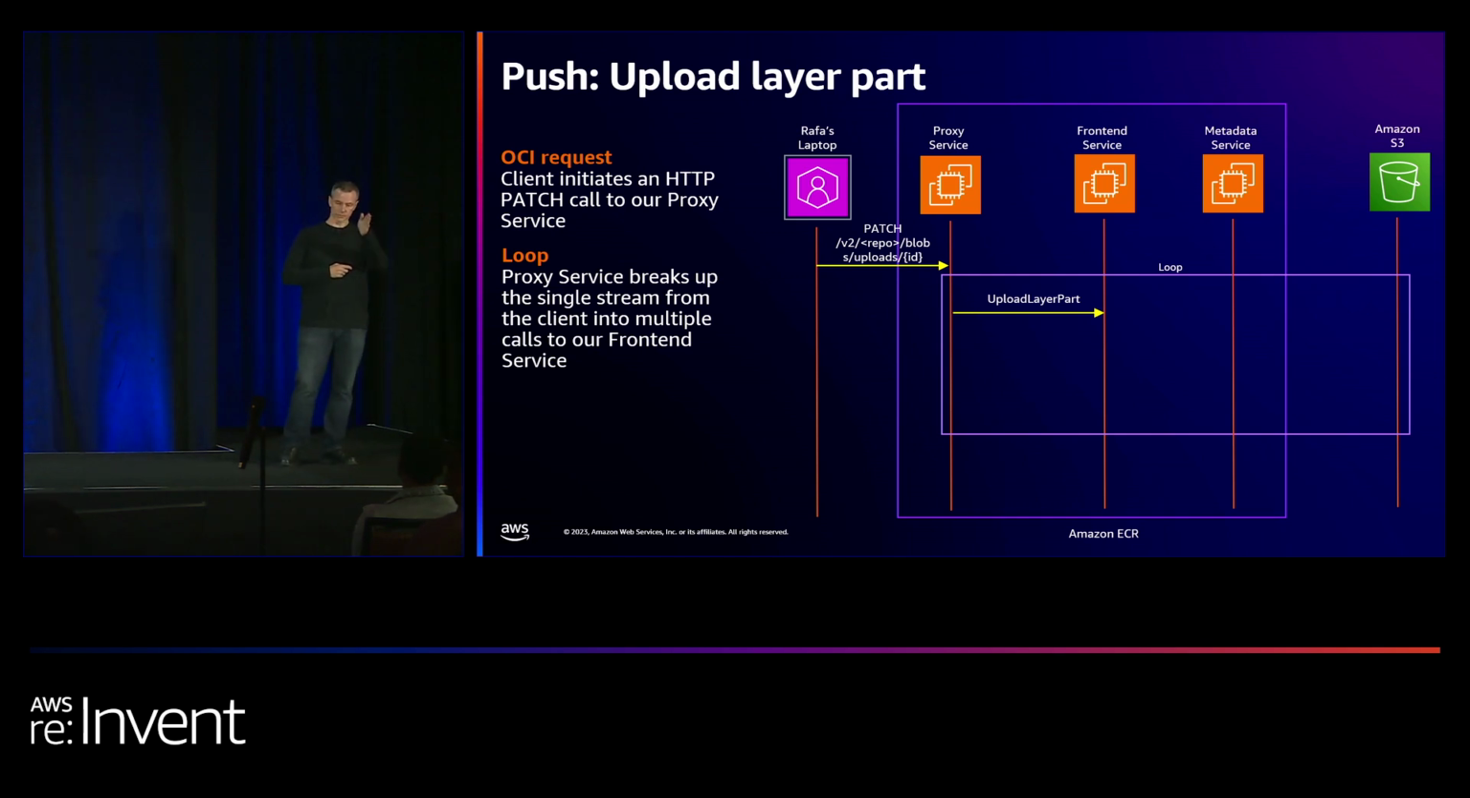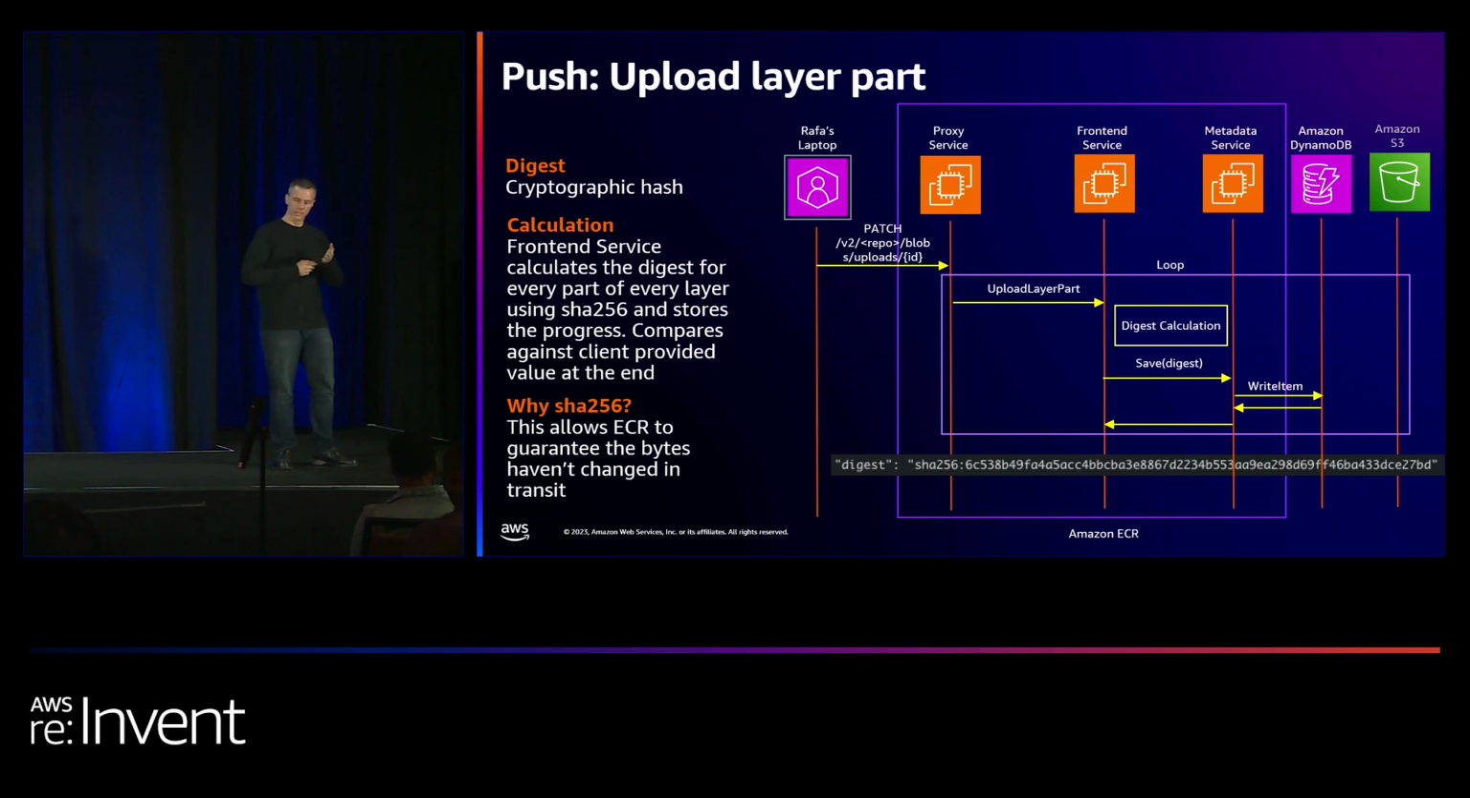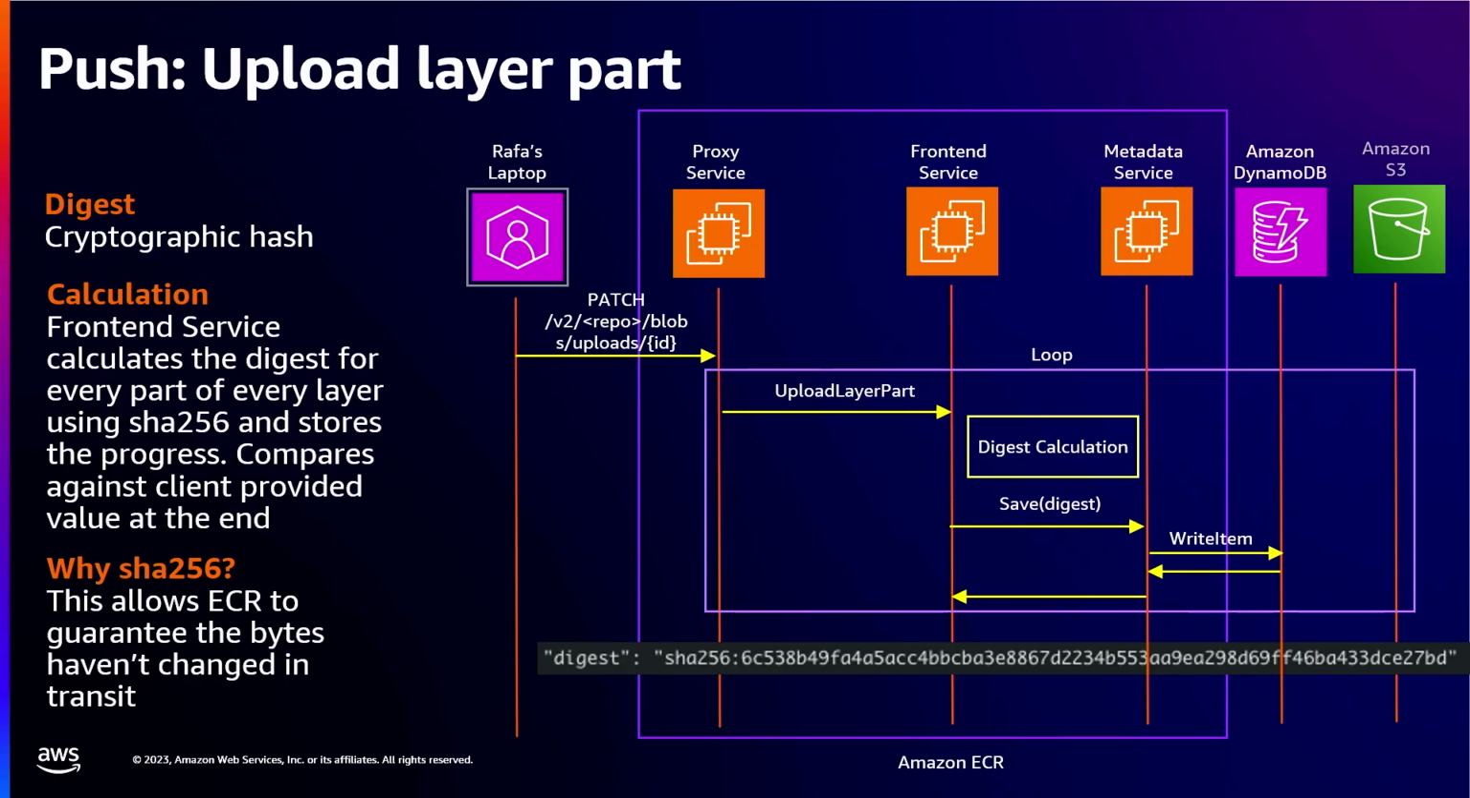So the proxy service will hold that connection open to Docker and send the bytes up in 20 megabyte chunks. It actually does that in sequence according to the spec. It's kind of how it has to work. So it's sending each part up to front end then. So here's where we get into what the digest is. The digest is a cryptographic hash. Typically it's SHA-256. So we do this, and you can see the digest there at the bottom.